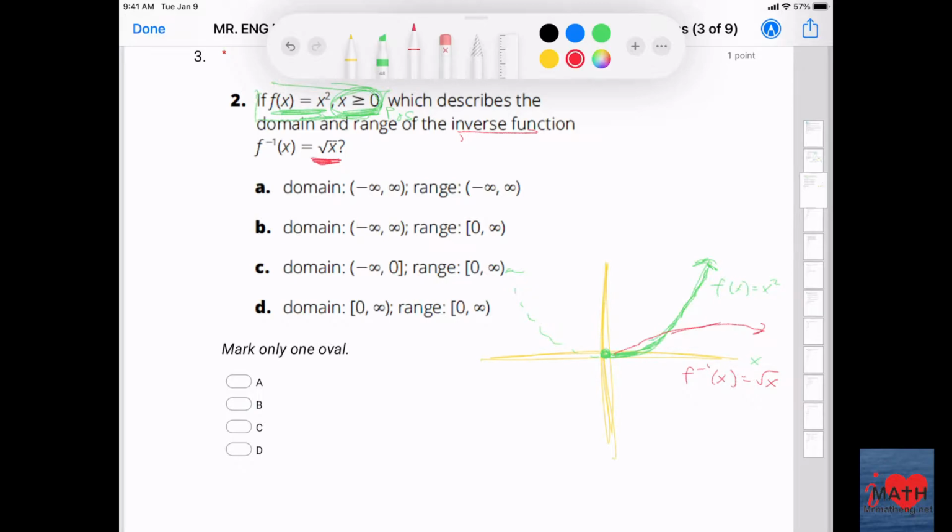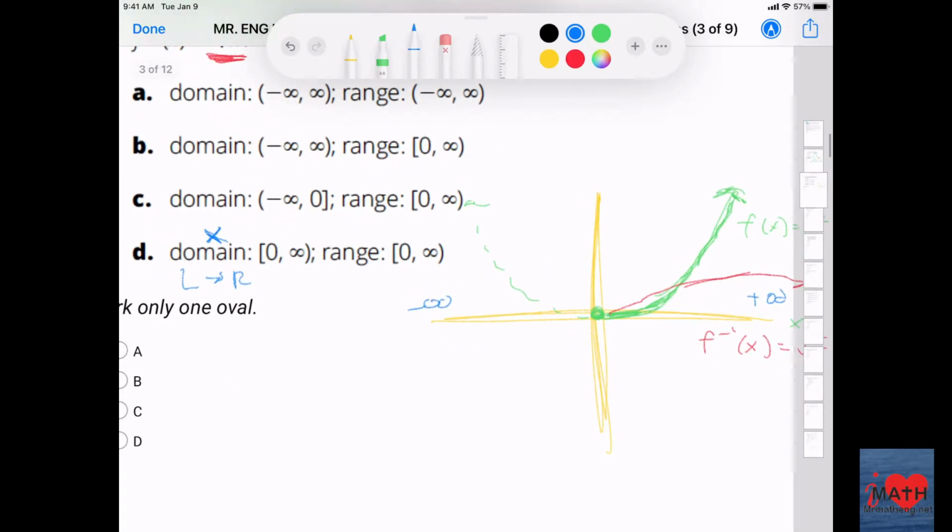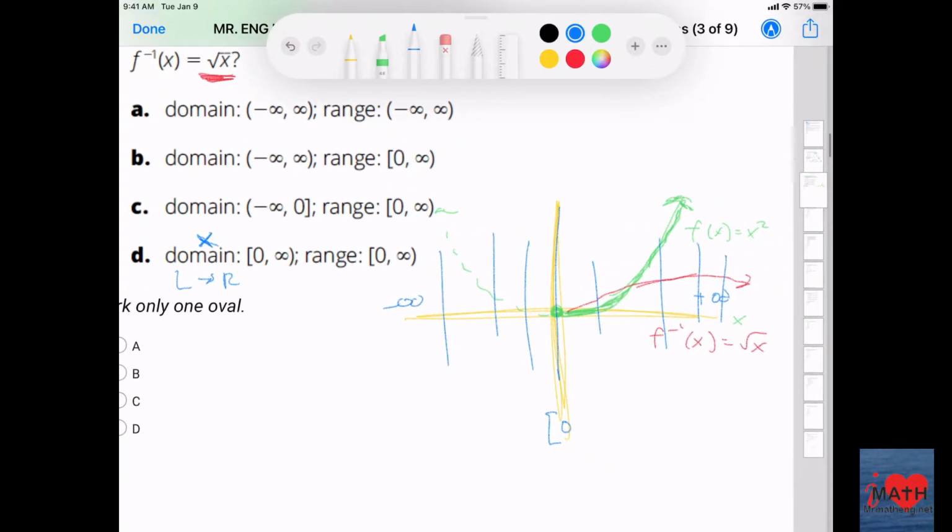Remember, domain is going from left to right. This refers to the x-axis. If you make all these blue lines, again, we're focusing on the red graph here. If I keep going this direction, I don't start on the red graph until x is equal to 0. And the last thing you touch on that is the arrow, which is going towards positive infinity. So that is my domain, 0 to positive infinity. Remember, you always use parentheses for infinity, and the only option that has that is D.